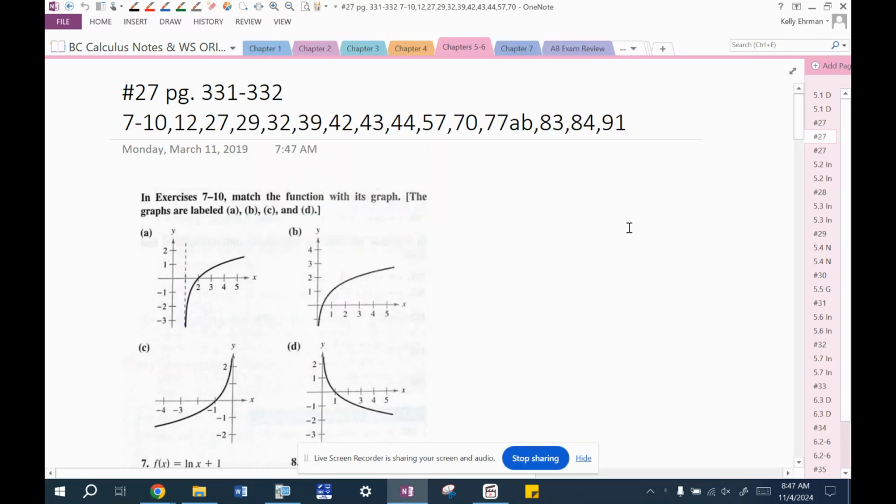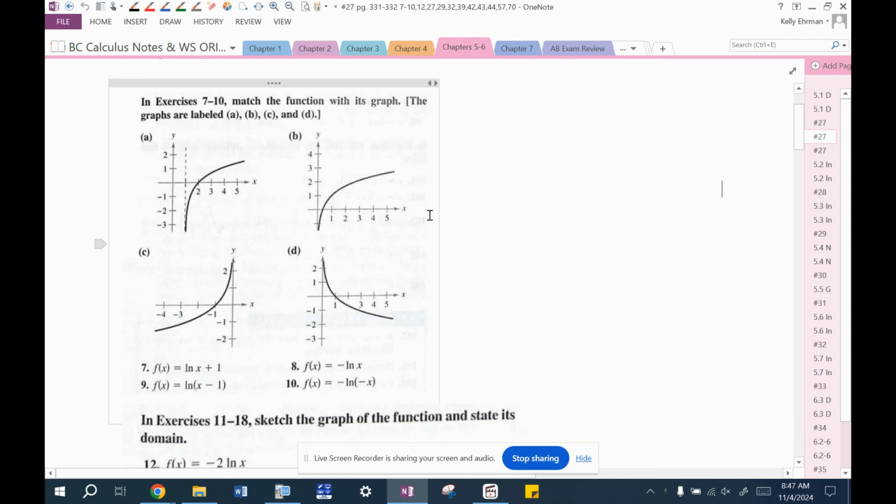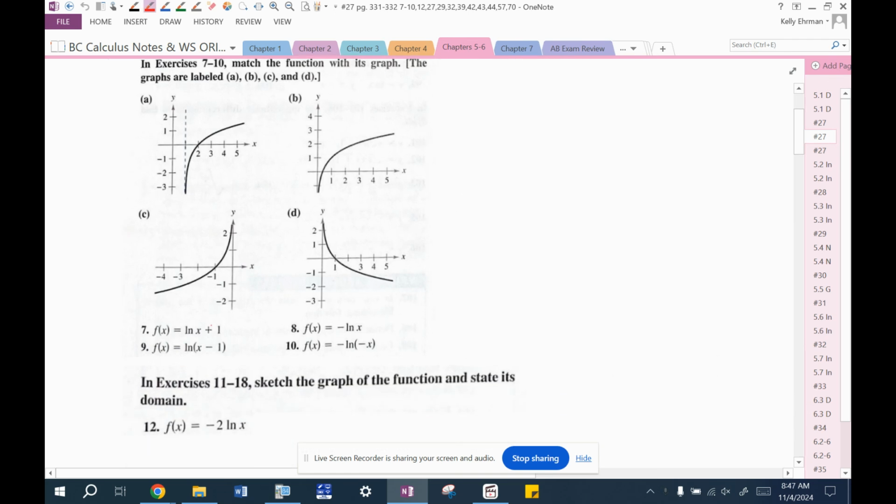All right, for homework 27, we're starting off with a lot of pre-calc review. Match the function with its graph. Graphs are labeled A through D. So the original natural log of x graph, remember, it has a vertical asymptote at 0, and it has a point at (1, 0), and the graph generally increases kind of slowly like that.